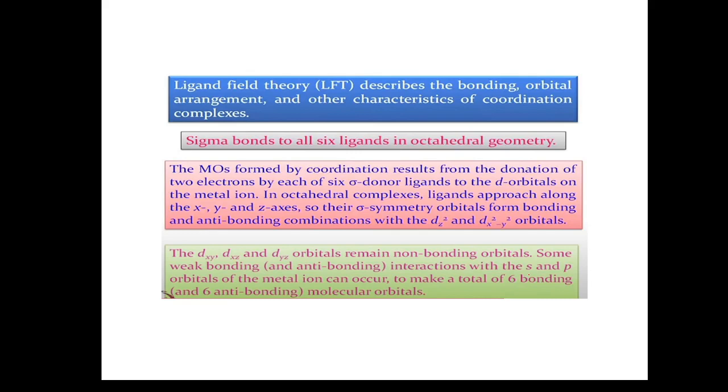So now we will discuss how we go ahead and find the molecular orbital diagram for octahedral complexes. First we consider the six ligands, each will give two electrons, so there are six sigma donors to the d orbitals of the metal. They are coming along x, y, z and have sigma symmetry orbitals for bonding, and the anti-bonding is dz square.